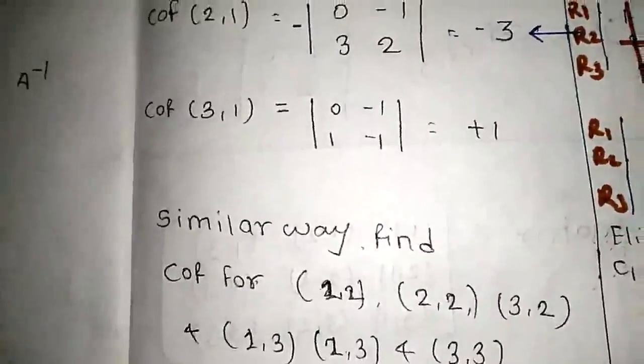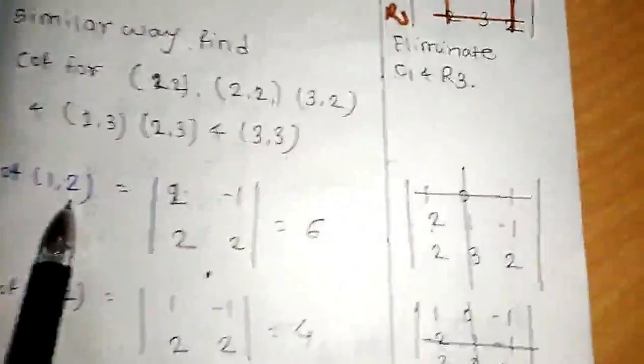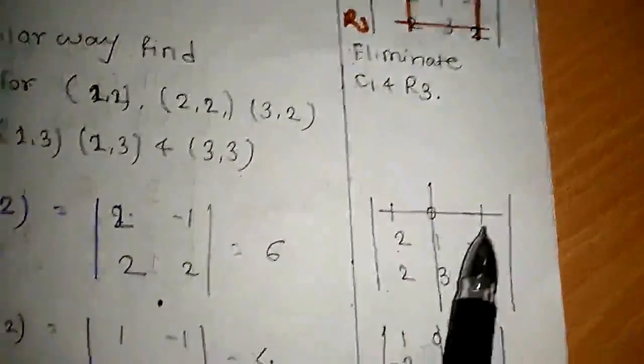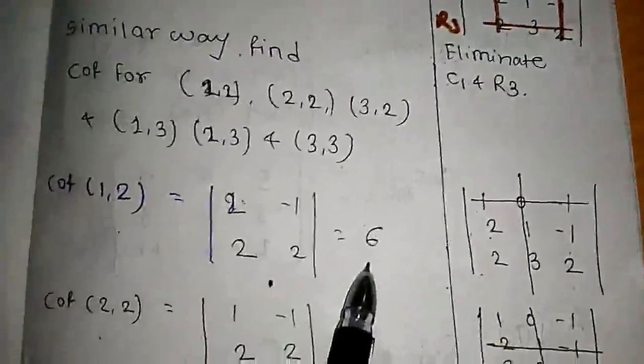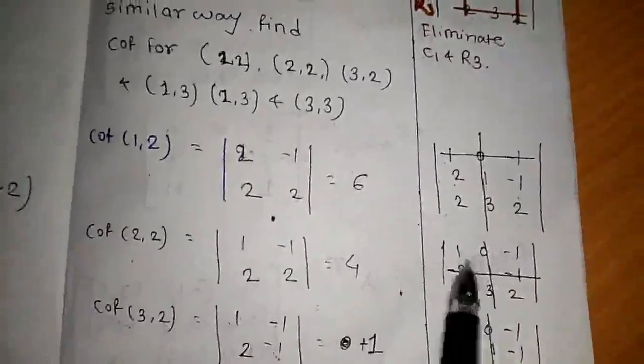Now similar way I will calculate cofactor of 1 2, 2 2, 3 2, and 1 3, 2 3 and 3 3. Now to calculate cofactor for 1 2, 1 means row, 2 means column. So I will eliminate first row, second column, I will get some cofactor value 6. Then cofactor 2 2 means I will eliminate second row, second column, I will get cofactor value 3. 3 2 means I will eliminate third row, second column. So remaining value is 1 minus 1 2 minus 1, and the output is 1.